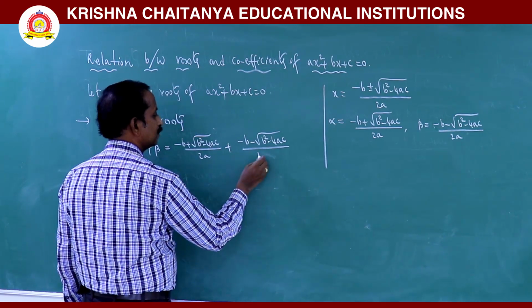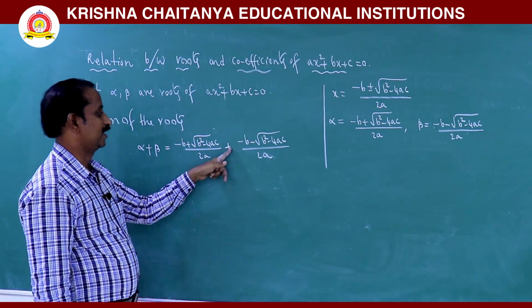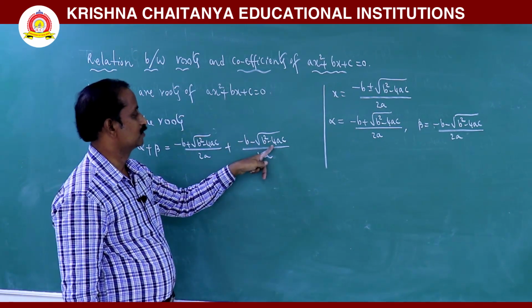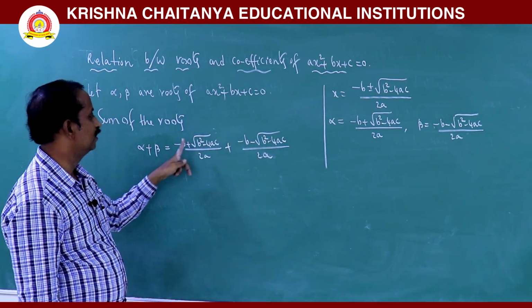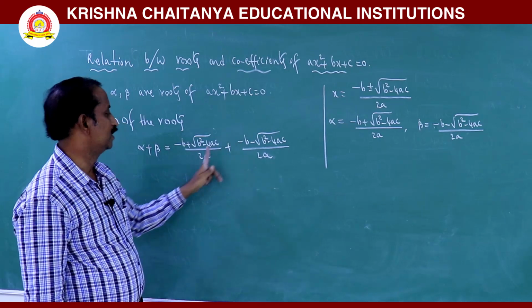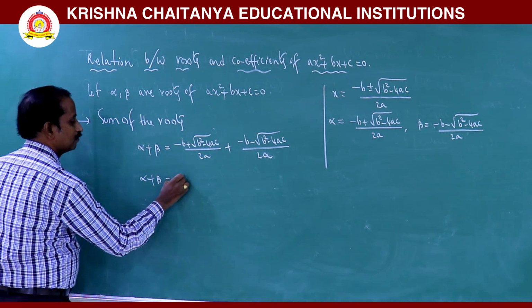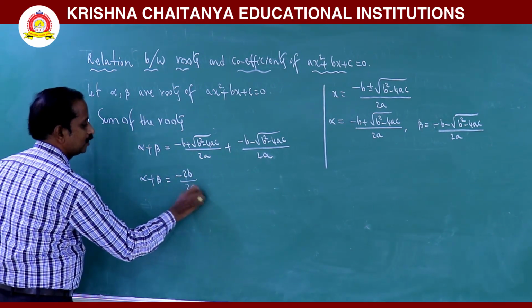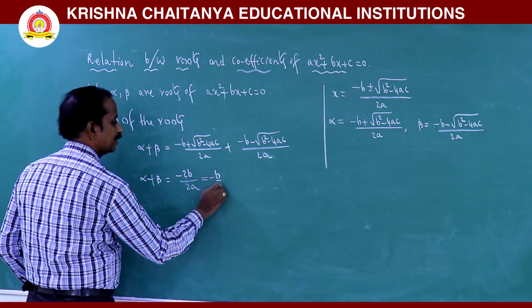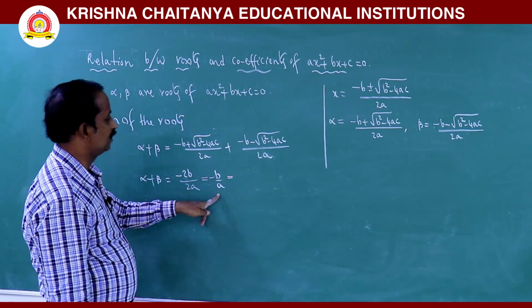Then observe here the denominators are equal, so numerators are added. After addition, root of b square minus 4ac and minus root of b square minus 4ac get cancelled, and what remains is minus b minus b, that is minus 2b, divided by 2a. So therefore alpha plus beta is equal to minus 2b divided by 2a. The 2 gets cancelled, then it is nothing but minus b by a.